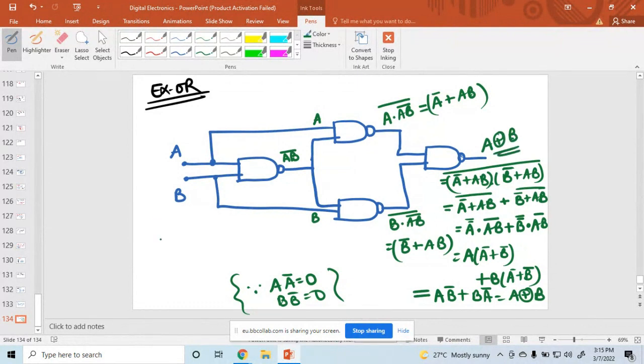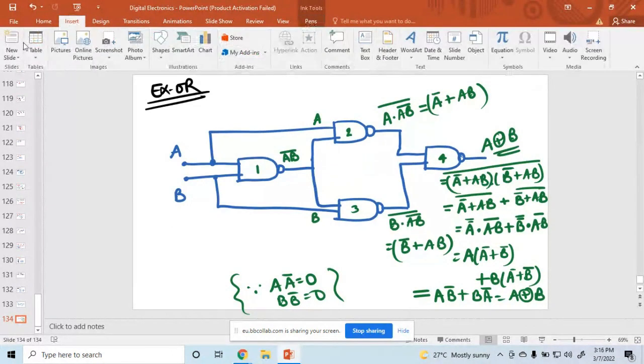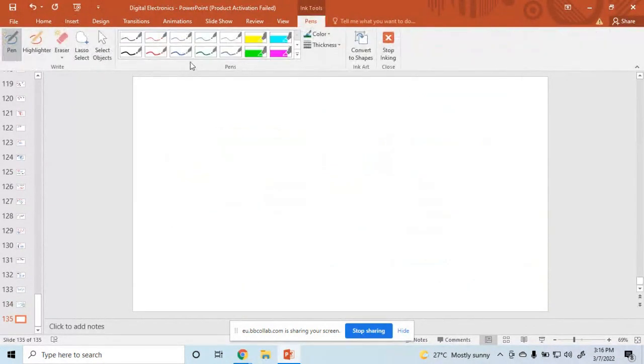So when you need to design a XOR using NAND, how many NAND gates are used? 4 NAND gates are used: first, second, third, and fourth. 4 NAND gates are used. And suppose you want to design the XNOR using NAND, how to design?